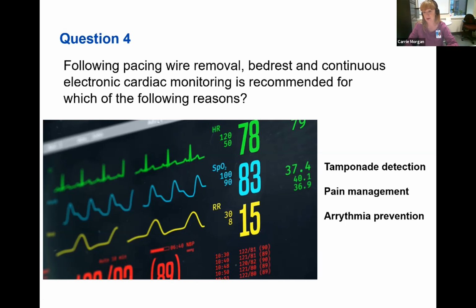So we want to see those early signs of tamponade. Yes, there may also be arrhythmias, and we will be watching for that. But the main reason for these three options here is to look for signs of tamponade, which would, of course, be tachycardia or sinus tachycardia.